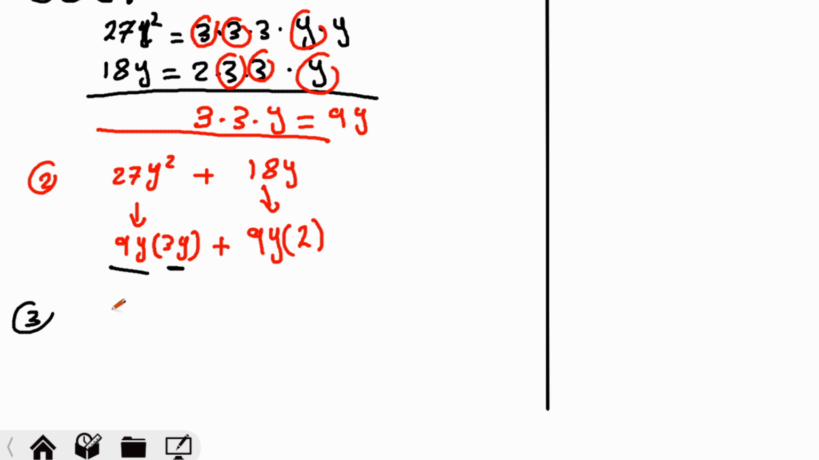The third step is to take out the common factor between the two terms, which is 9y, and write the rest as a binomial. So the rest is 3y plus 2. We take out 9y and write it as 1 time outside the bracket, and inside the bracket we write the remaining factors.